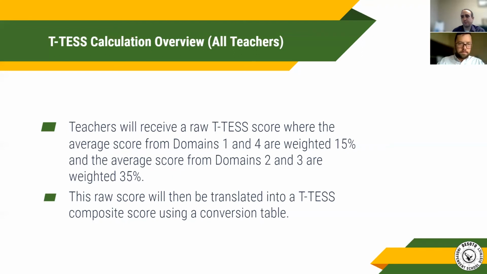Those domains 2 and 3 are weighted higher because those are about what's happening every day in the classroom, right? And those are the domains that we're looking at to say that this is what's happening with kids in front of you every single day. So those have a higher weight, and we'll translate that into a raw score. And then that raw score gets converted into a T-TESS component score using a conversion table. And this conversion table is going to be published in the field guide that is released next week. So you'll know starting next week what T-TESS score you need to get different points.